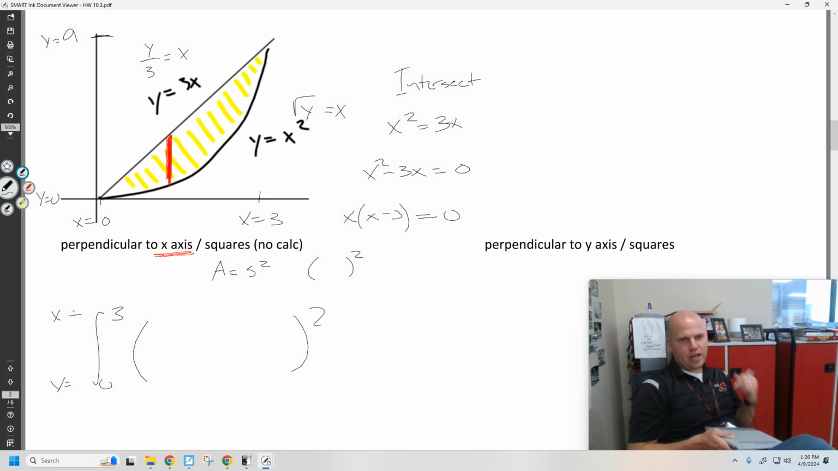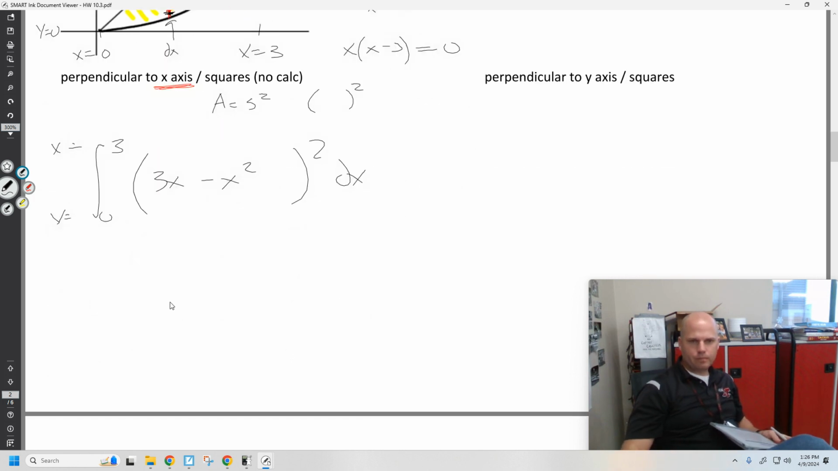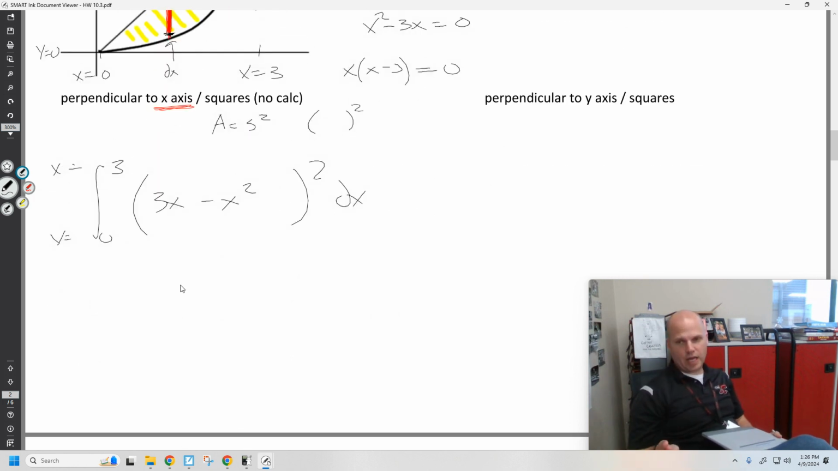My areas are side length squared. It has a very skinny width, dx. That's this length right here. It's a very, very skinny x length. That gives it three-dimensionality. What is the side length? Top minus bottom. I asked you to do this without a calculator.